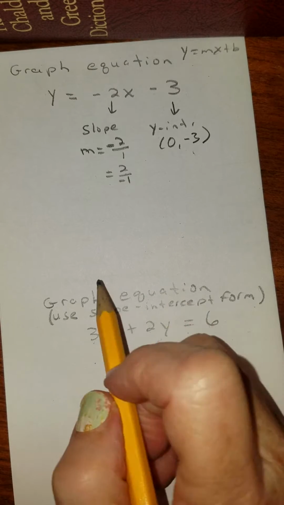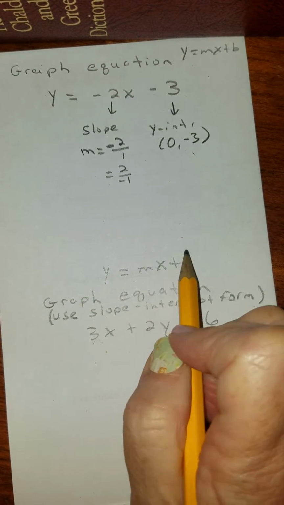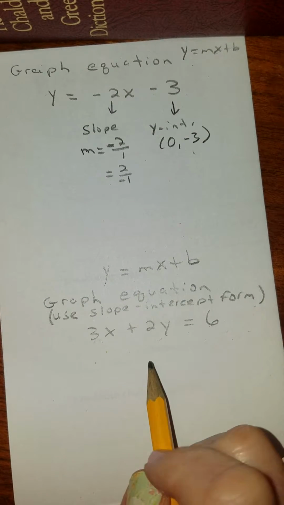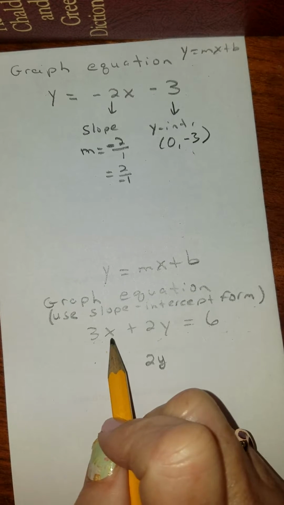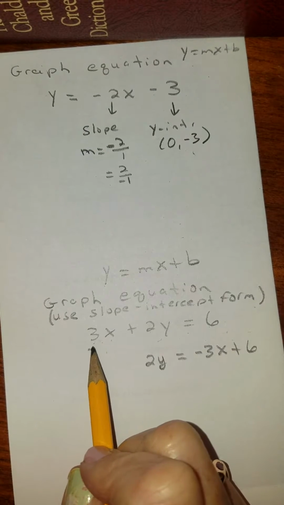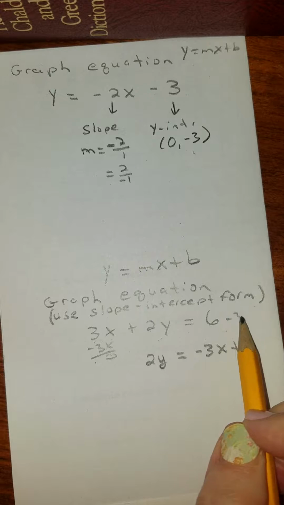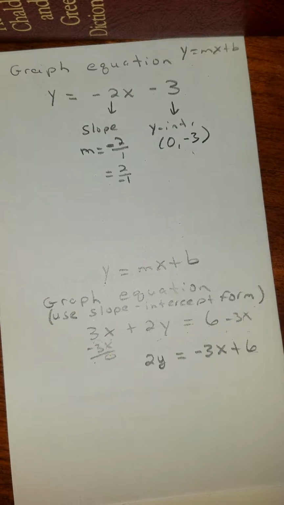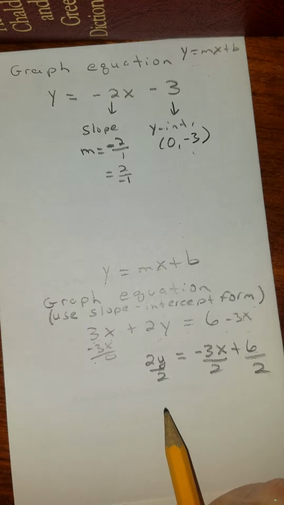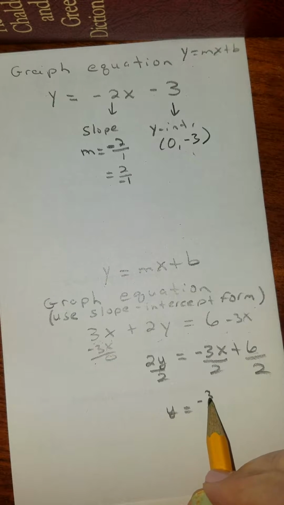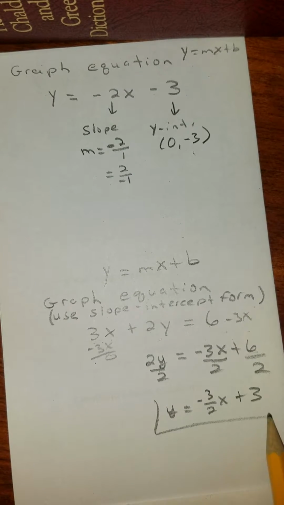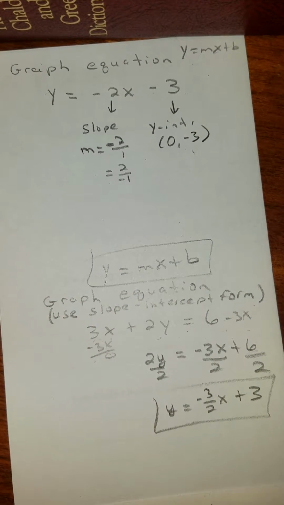So that means I'm trying to get it into this form. So I've got to take this equation, because right now it's in standard form, and solve for y. So I'm going to have 2y. I'm going to subtract 3x from both sides. And I end up with this, right? Because if I subtract 3x, this becomes 0. I subtract 3x, this becomes negative 3x plus 6. I want 1y, so I've got to divide everything by 2. This becomes y equals negative 3/2 x. 6 goes into 2 3 times. I now have it in the y-intercept form.